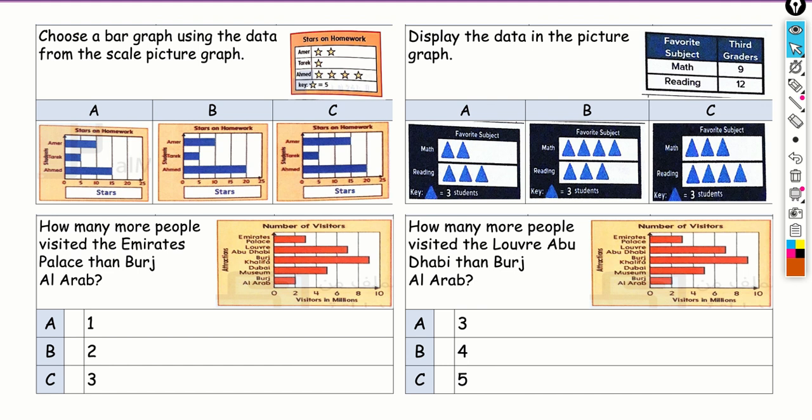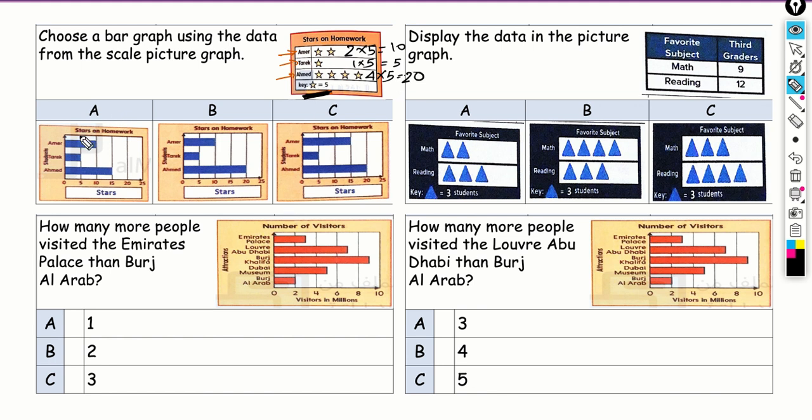Now the next topic we have shows a bar graph using the data from the scale picture. We have done this kind of question in the classroom a lot. Here Amir has 2 stars, this has 1 star, and this has 4 stars, and each star is for 5 points. So 2 times 5, 1 times 5, 4 times 5. This is 10 points, 5 points, and 4 times 5 is 20 points.